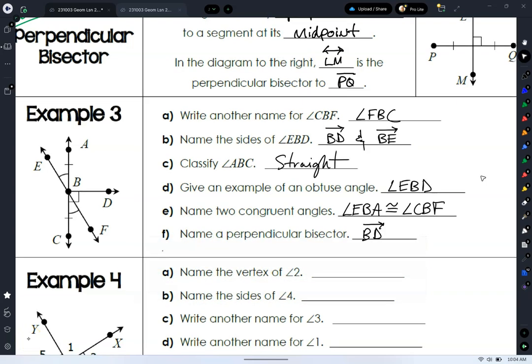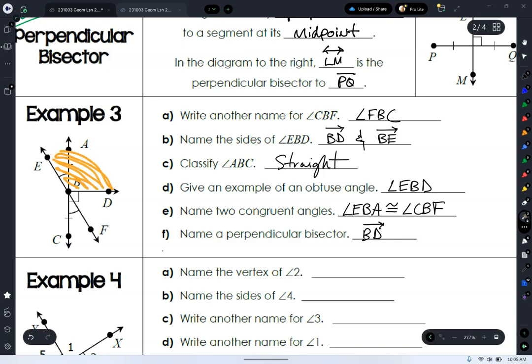There are some answers. You might have something that's a little different, but let's take a look and see what you came up with. Another name for angle CBF. This is the only possible option: angle FBC. Can't call it angle B because we've got multiple angles coming off of B. So it could be CBF or it could be FBC. All right, name the sides of angle EBD. Well, I've got to find angle EBD. Where is that? That's this space in here, right? If I wanted to name the sides of that angle, then I need ray BD or ray BE.